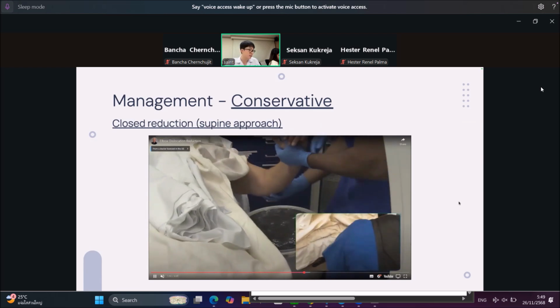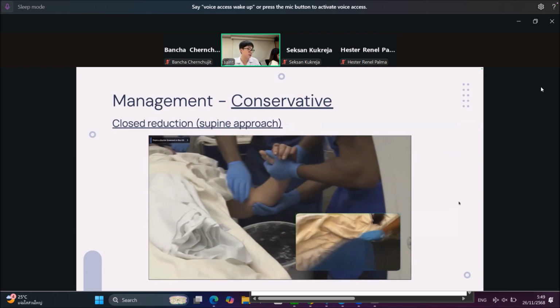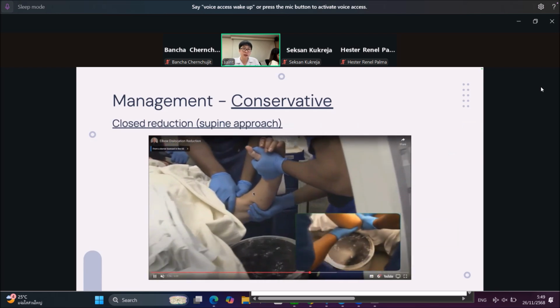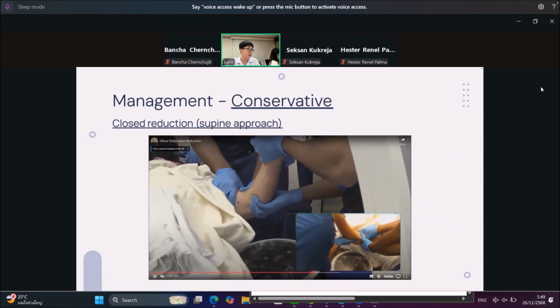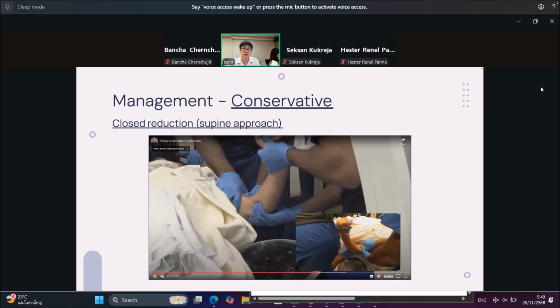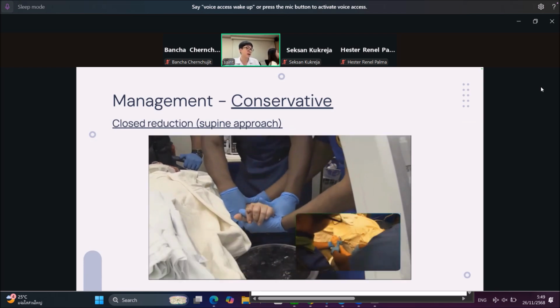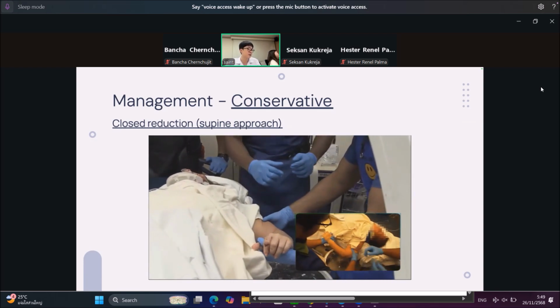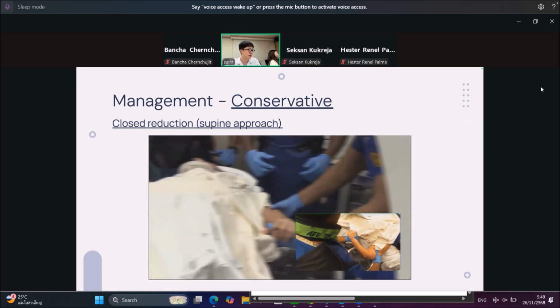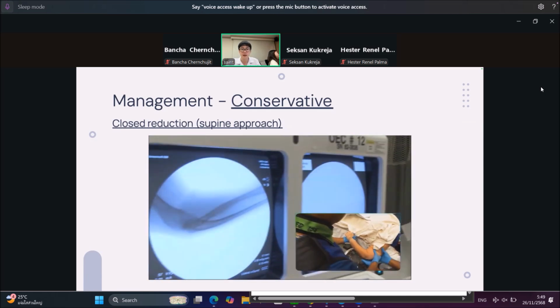So this is an example of the supine approach for closed reduction. The assistant will stabilize the humerus with both hands, and the physician will grab the patient's wrist and apply gentle inline traction, whilst also keeping the elbow slightly flexed and the wrist supinated. And the reduction is confirmed by hearing or feeling the clunk sound.